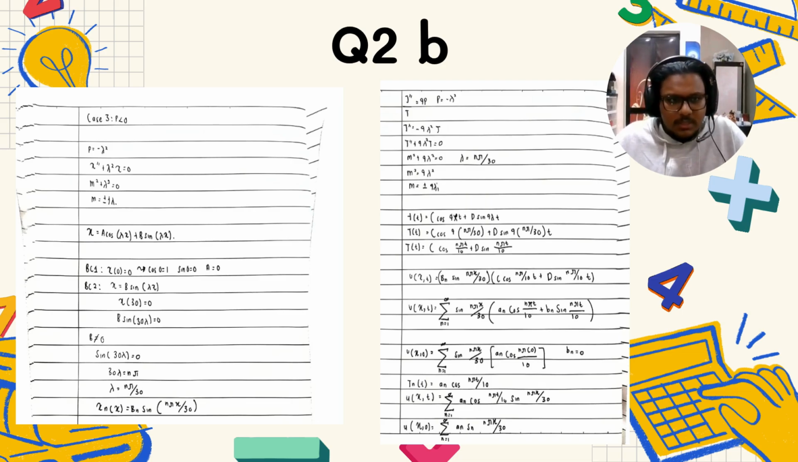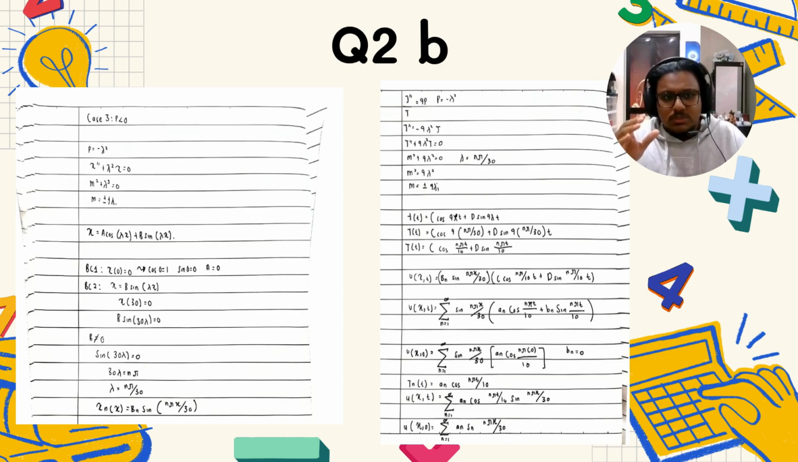Now for case 3, to solve our differential equation using the separation of variables method, we begin by analyzing the case where our separation constant p is negative. We can define p as negative lambda squared. Substituting this into our spatial equation gives us X'' + lambda squared X = 0. To solve this second order linear differential equation, we write out its characteristic equation, which is m squared + lambda squared = 0, which yields the imaginary roots m = plus or minus i lambda.